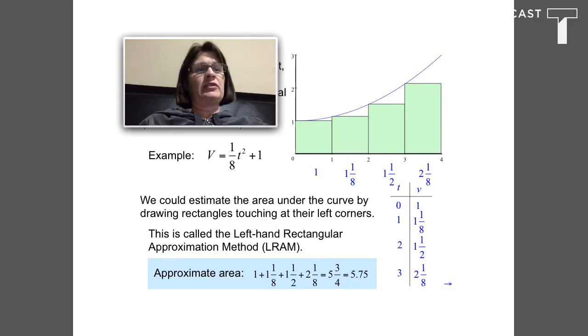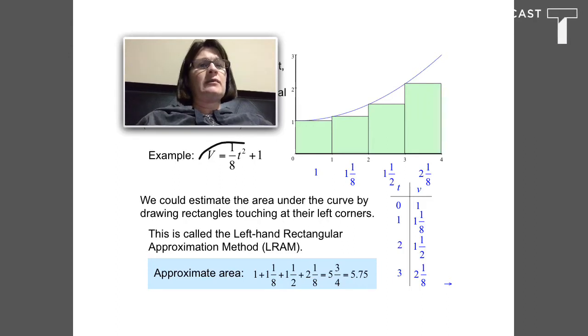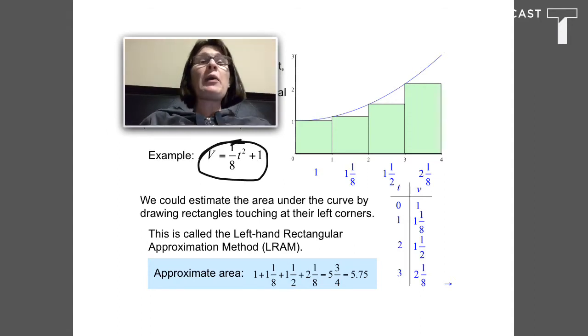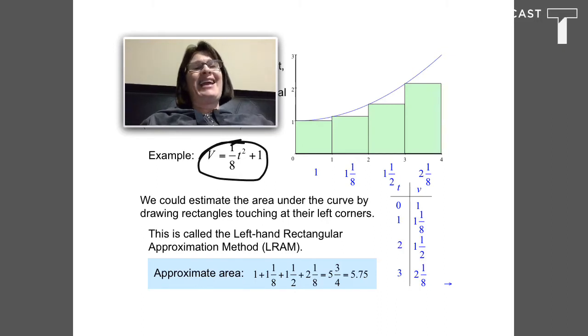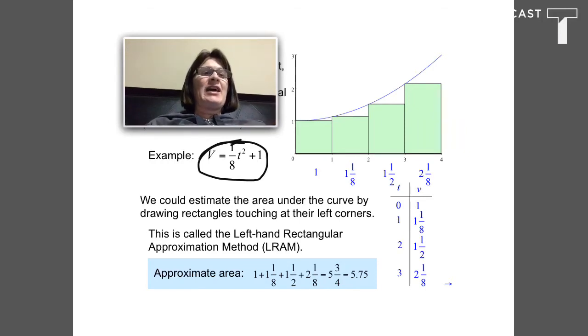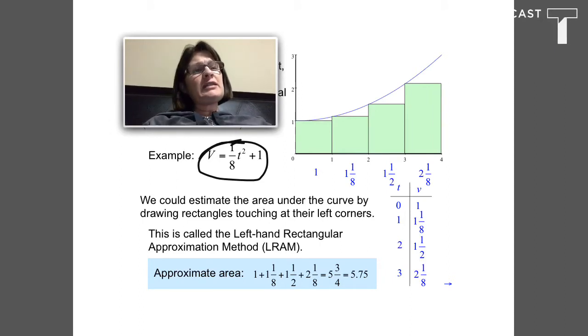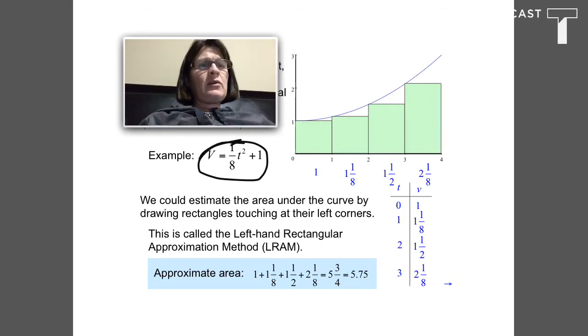So here I have a function, my velocity function is 1/8 t squared plus 1. We know from our experience that that's parabolic. So there's no geometry formula we know for finding the area under a parabola. So we're going to split this area up into a bunch of different rectangles and use rectangles to approximate the area. So you can see here what we've drawn.